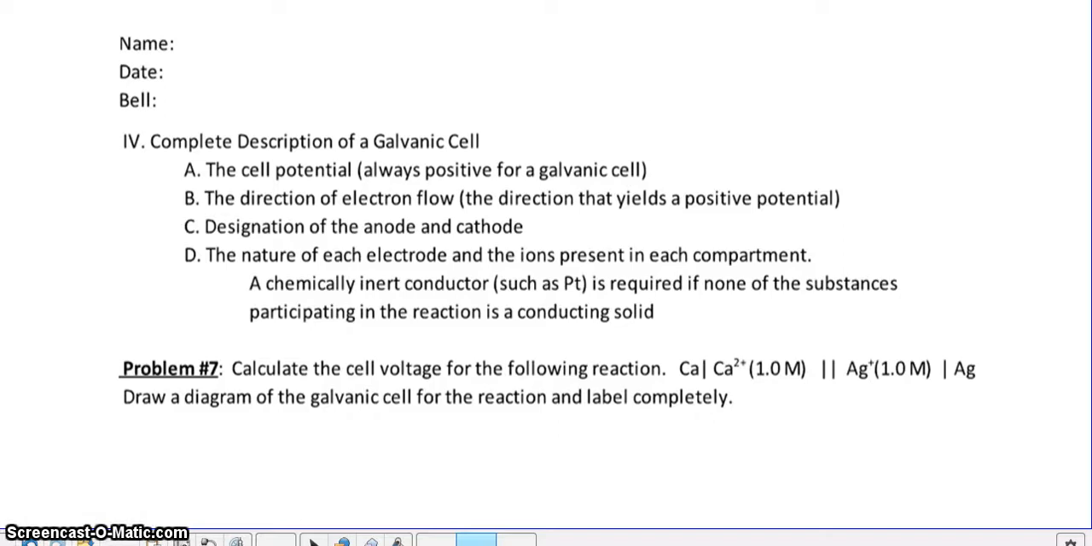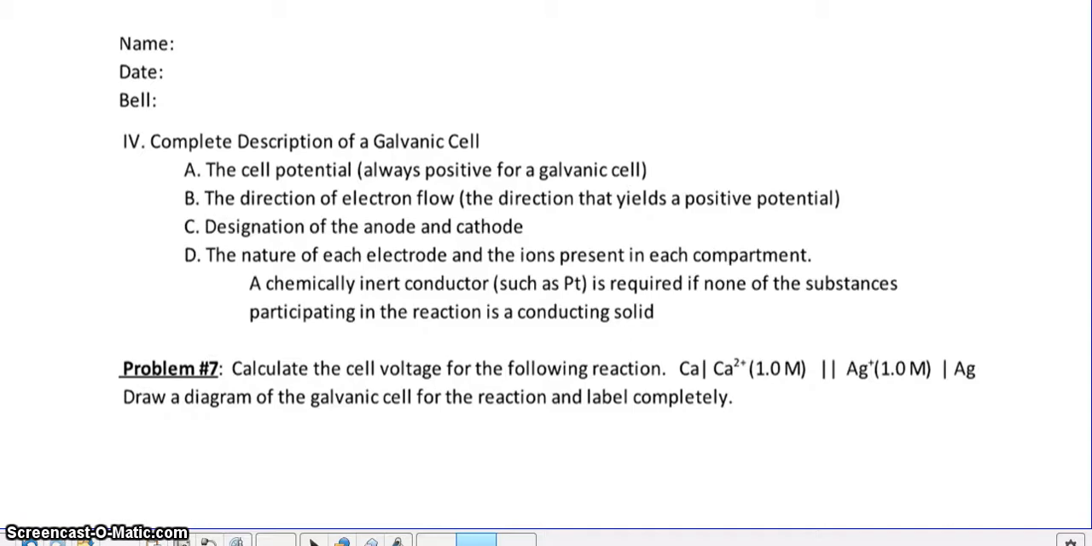So this is a summary of everything we have done so far in Section 17.2. This summarizes the complete description of a galvanic cell. The first part, we should already notice that the cell potential is always positive for a galvanic cell. Therefore it's spontaneous. It will do it on its own. Part B says the direction of the electron flow. You should tell us how it goes. It always goes from anode to cathode. Letter C, show me what the anode and cathode is. And letter D, the nature of each electrode, the ions present in each compartment.